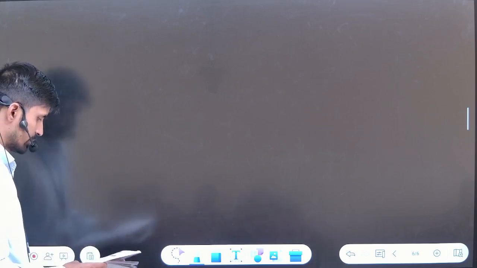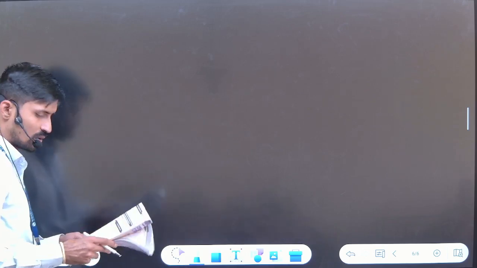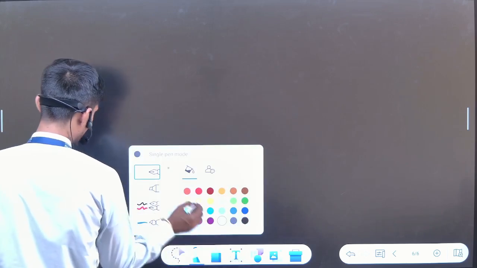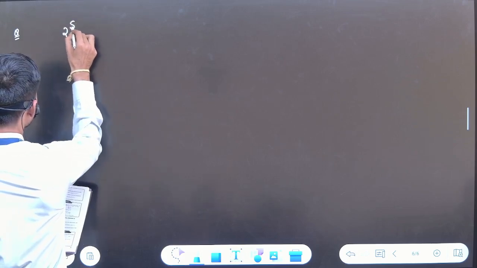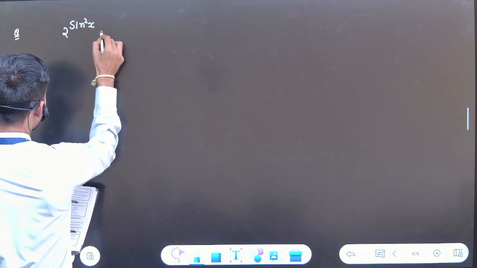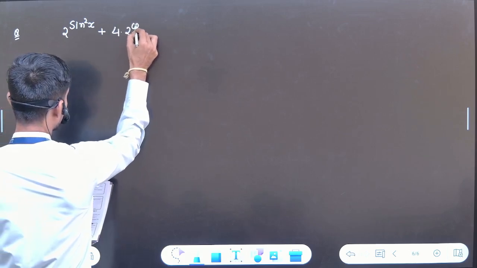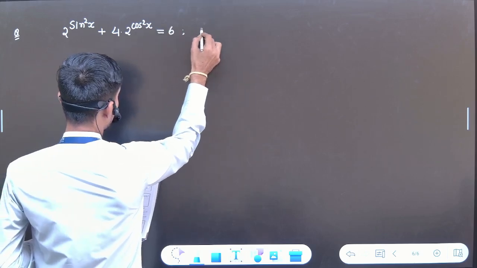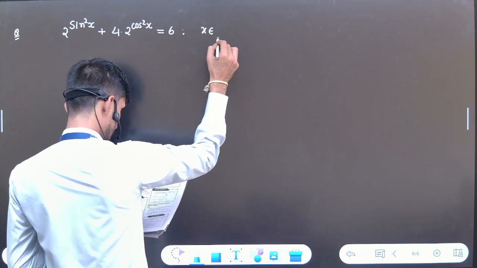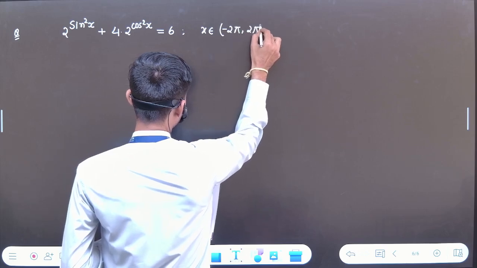Number of values of x satisfying 2 raised to sin square x plus 4 times 2 raised to cos square x equals 6, where x belongs to minus 2 pi to plus 2 pi.